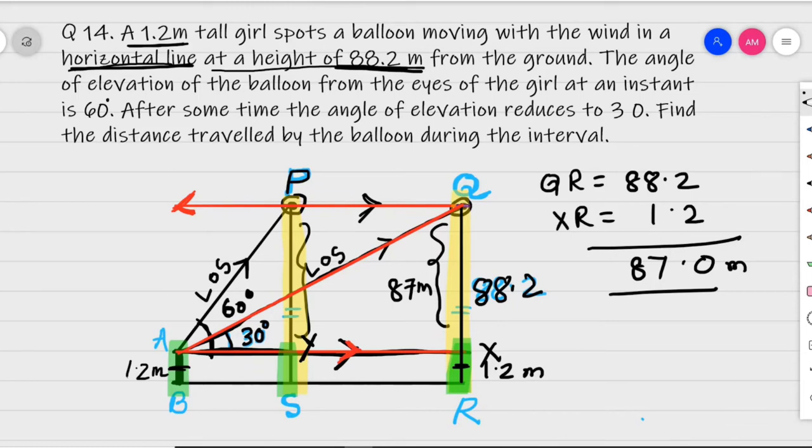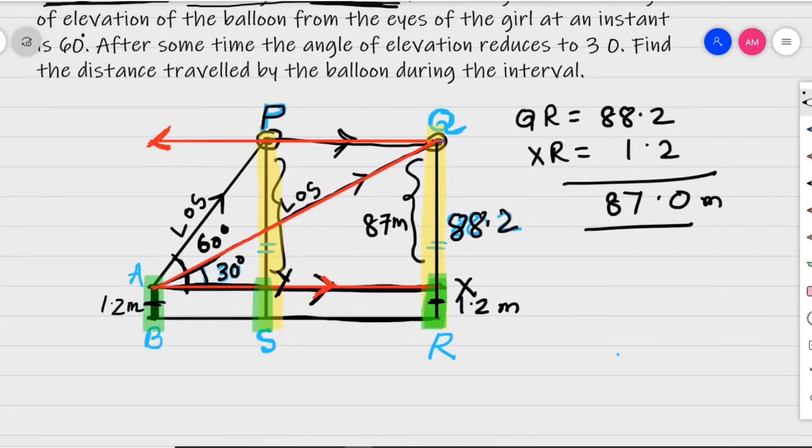Now from here you have to find the distance PQ. Distance PQ is nothing but the distance XY or the distance SR. So we can consider XY. It would be better if we consider XY because this is part of the triangle AXQ. Now let us solve the rest of the question. Let us see how we can solve this question.